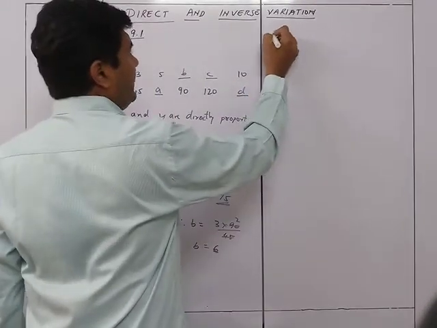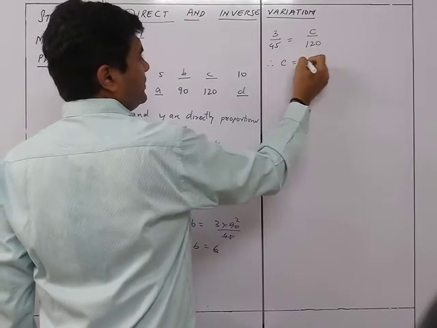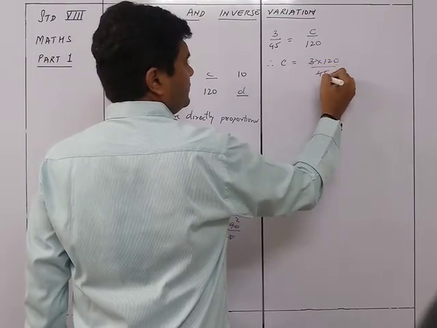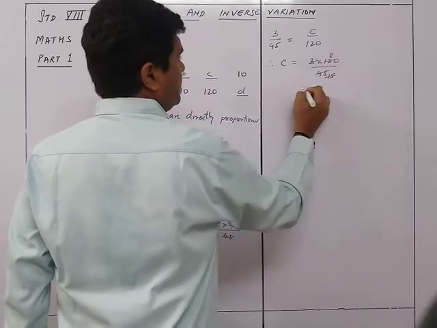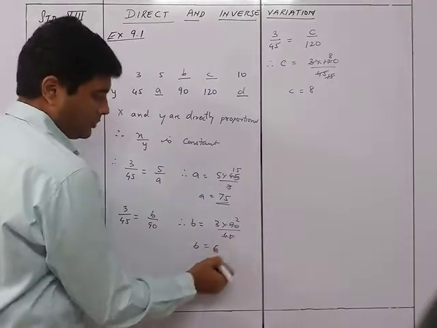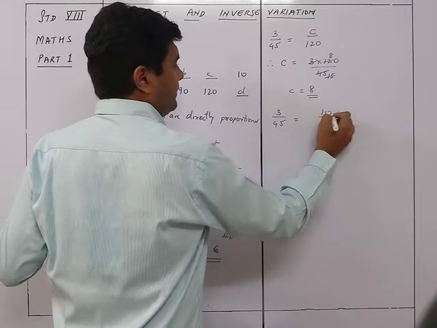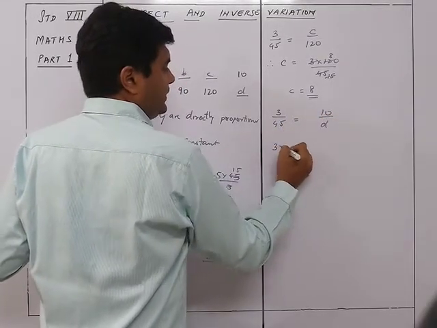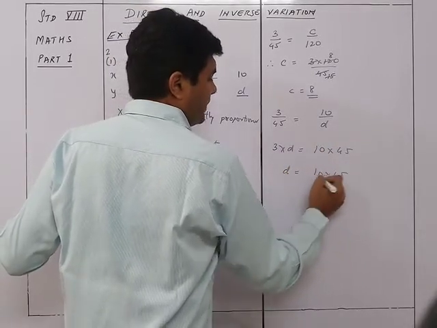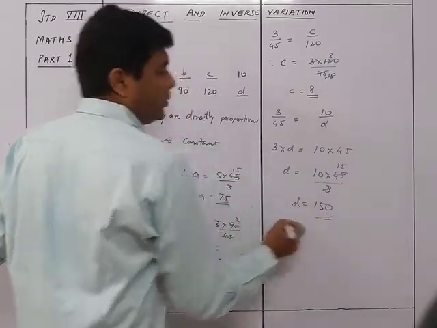Next one, 3 upon 45 is equal to c upon 120. Therefore c is equal to 3 into 120 upon 45. So 15 eights are 120, so that will be 8. So c is equal to 8. And finally I got 3 upon 45 is equal to 10 upon d. So 3 into d is equal to 10 into 45. So d is equal to 10 into 45 upon 3. That will be 15 tens, so that is 150. So d is equal to 150.